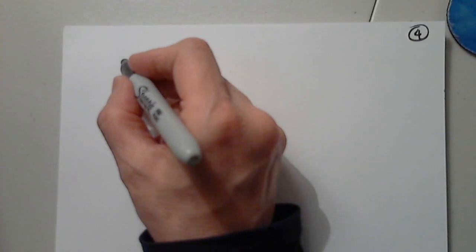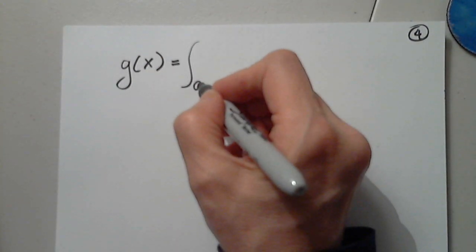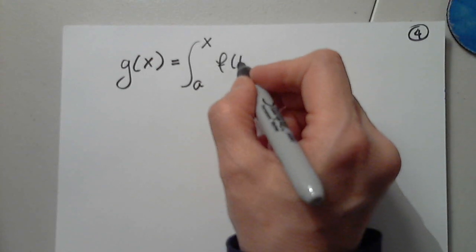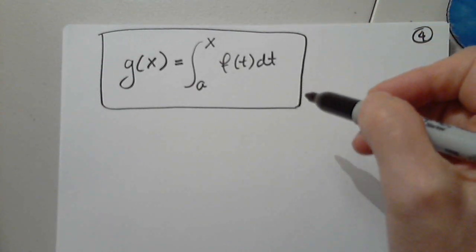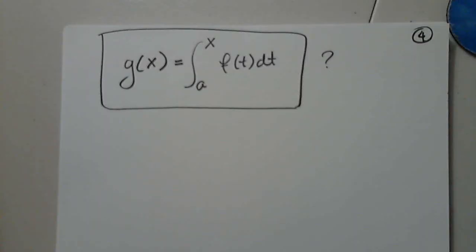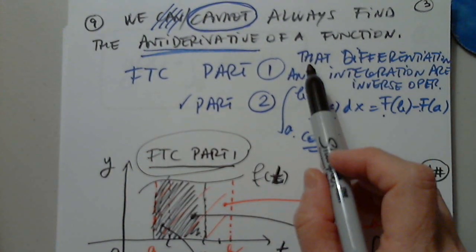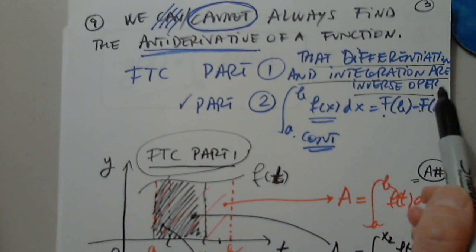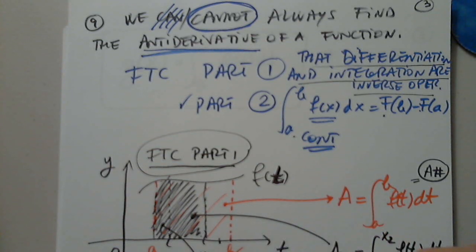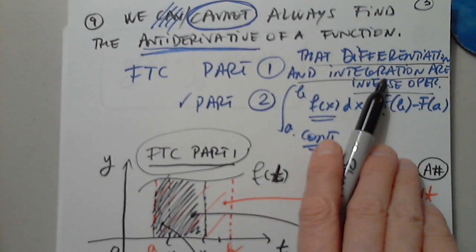Let me see if I passed 20 minutes. Oh, no, not yet. So this is a function g of x, which is the integral from a to x from f of t dt. And you can say, what are you trying to do here? You're talking about part 1. You're talking about that it teaches us differentiation and integration are inverse operations, and you're talking about a function. Yes, I didn't get to show this yet. I'm building step by step towards this.